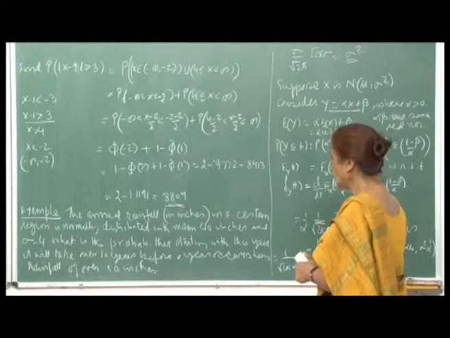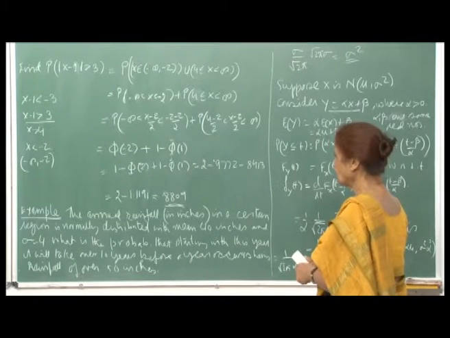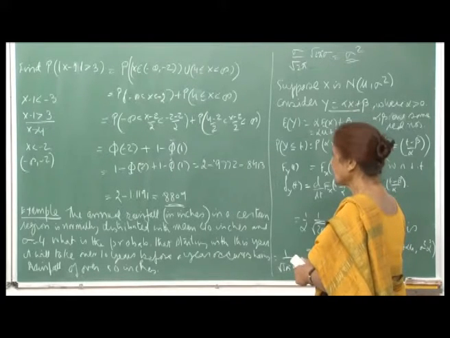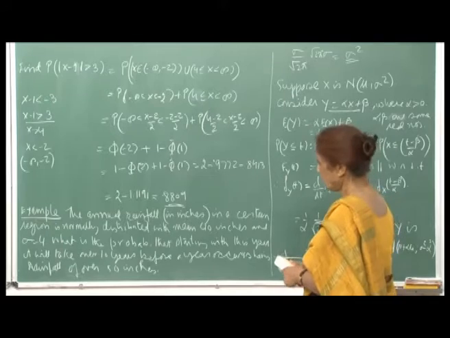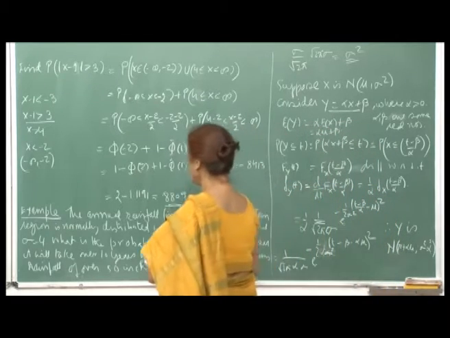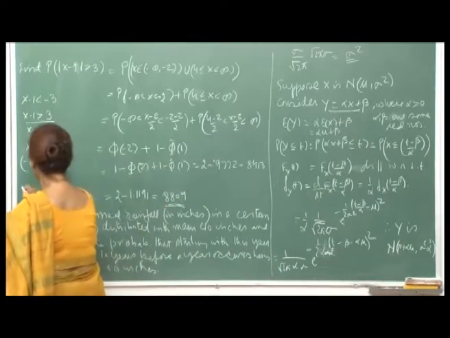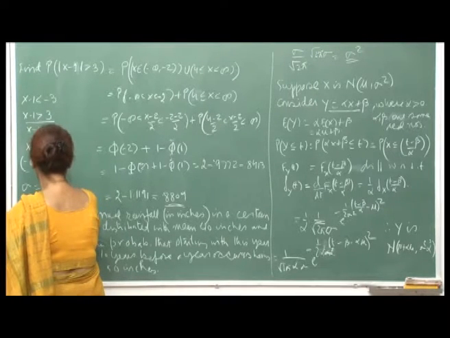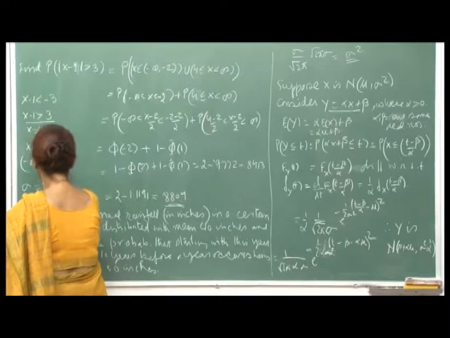The annual rainfall in inches in a certain region is normally distributed with mean 40 inches and sigma, which is the square root of sigma squared, referred to as the standard deviation.